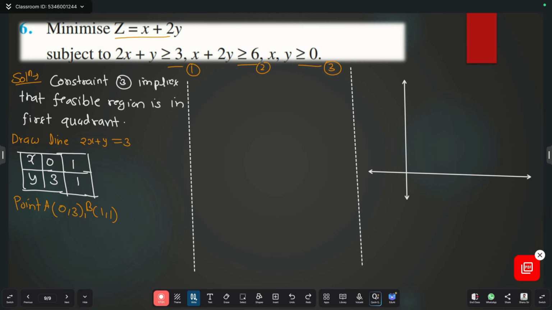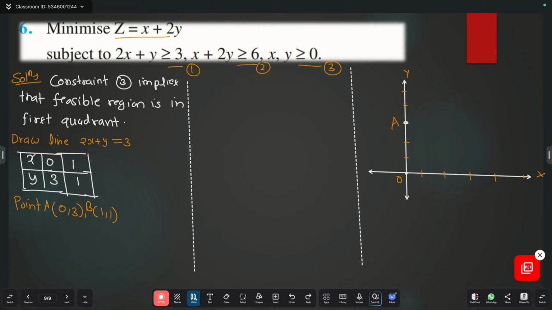Graph 0 comma 3. This is 0, 1, 2, 3, 4, 5, and 1, 2, 3, 4, 5. This is the y axis, this is the x axis. X value 0, y value 3. So 0 comma 3 is this. This is your point A.